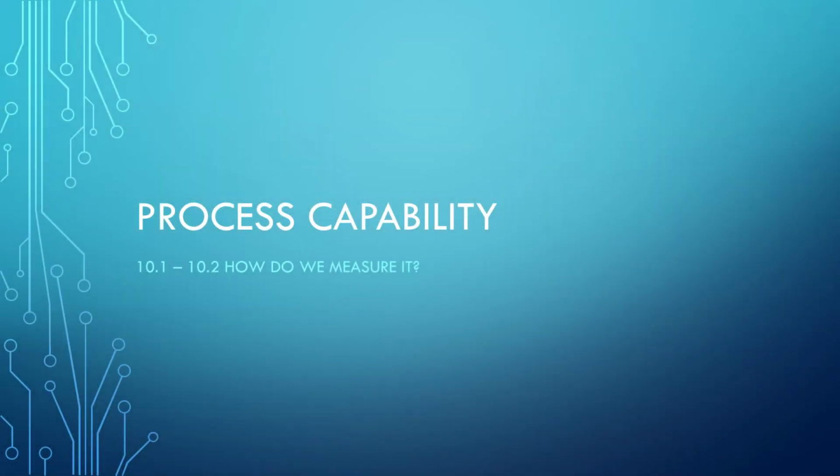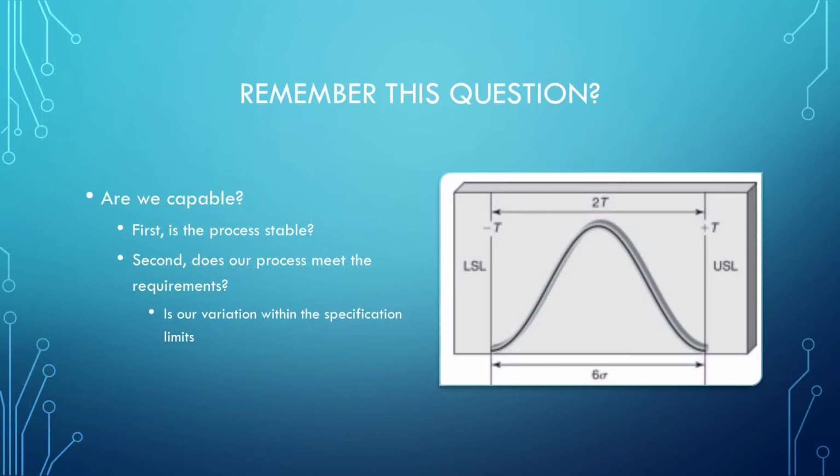One of the reasons that we do control charts is to make sure everything's in control. But once everything's in control, then we can start to talk about what our process is really capable of doing. So if you remember, in the first couple of chapters, we talked about some really important questions that we needed to be able to answer. And one of them is, are we capable? Now by that we meant, is the process able to meet its requirements?